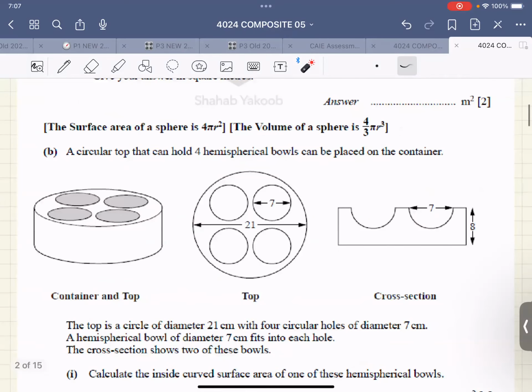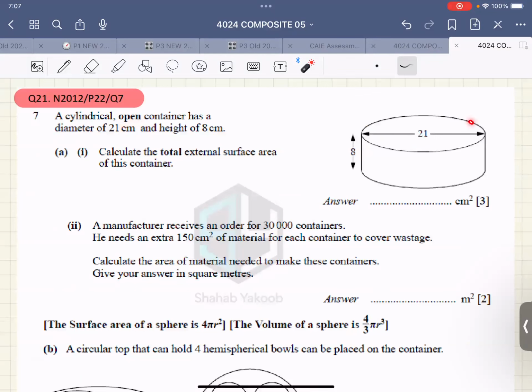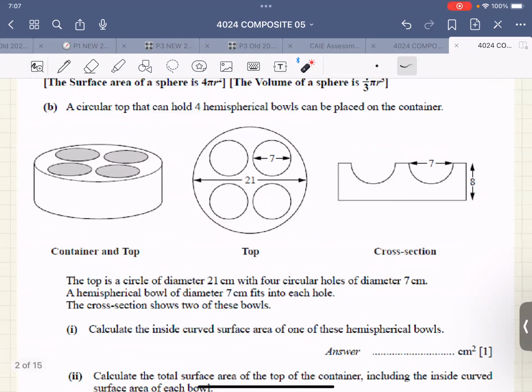And then a circular top that can hold 4 hemispherical bowls. So this is the place for 4 hemispherical bowls that can be placed on the container. So now this is the circular top. Why? Because this is an open container. So that thing would occupy this much space. And what else is there? The top of the circle is a diameter 21 with 4 circular holes of diameter 7.